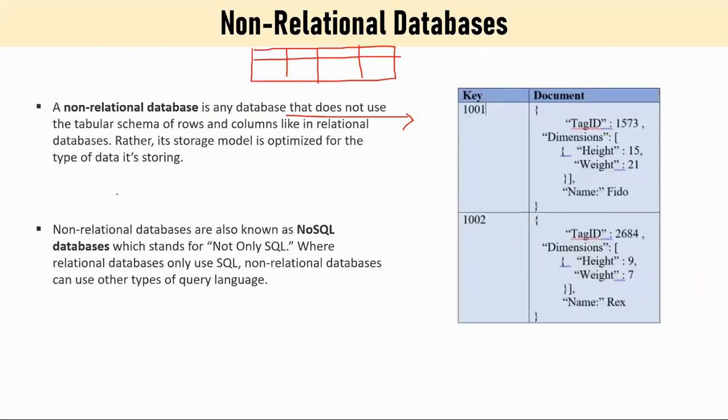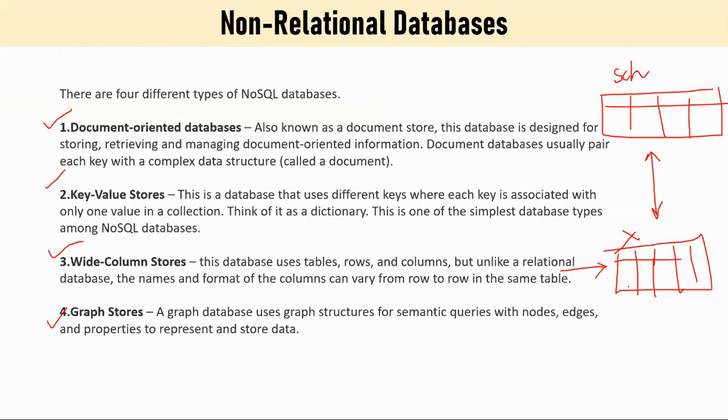A non-relational database is any database that does not use the tabular schema of rows and columns like relational databases. Rather, its storage model is optimized for the type of data it is storing. So whenever you store data, it is optimized as per the data you are going to store there. So it does not have any constraints like a schema. That's what it is saying.